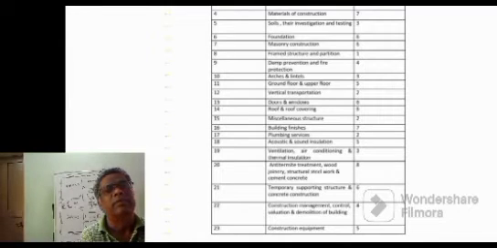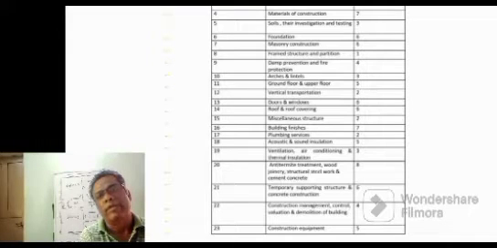The chapter number 21 is temporary supporting structure and concrete construction. Temporary supporting structures means the structures which we have to provide at the time of construction, like scaffolding work, shuttering work, how to do it. All these things we can get in this chapter.